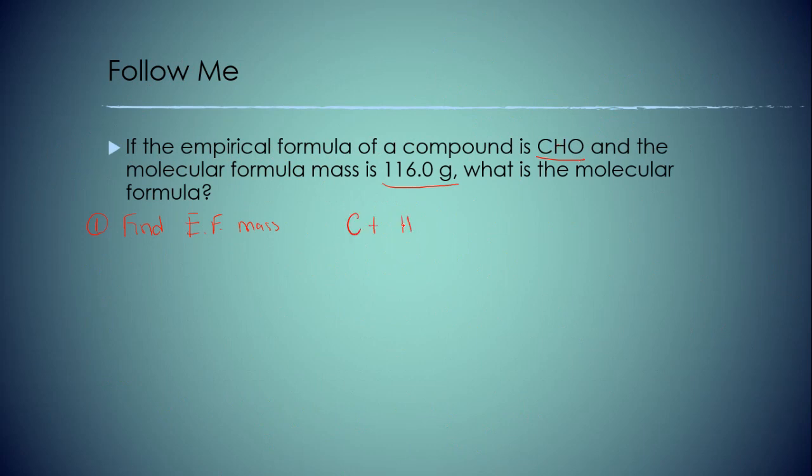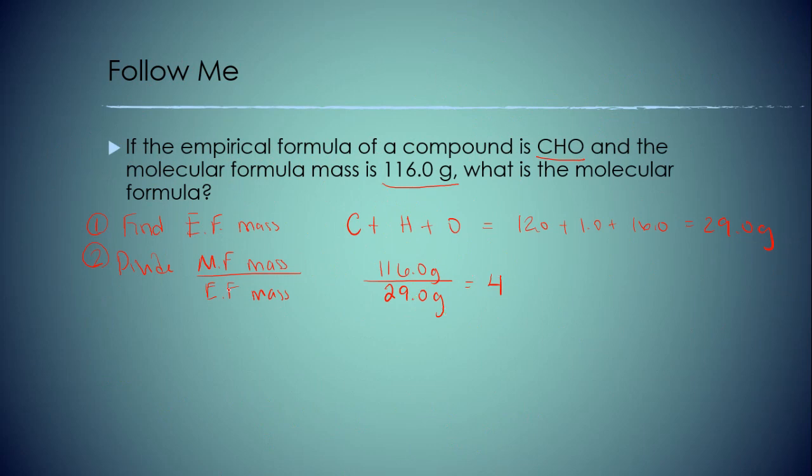So it's the mass of CHNO: 12, 1, 14, 16, equals 29 grams. Now, what we know is that the molecular formula is some multiple of the empirical formula. So we're going to divide the molecular formula mass by the empirical formula mass. So we're going to have 106 divided by 29 grams equals an even 4. It should always be an even number. These won't be decimals like the last time.